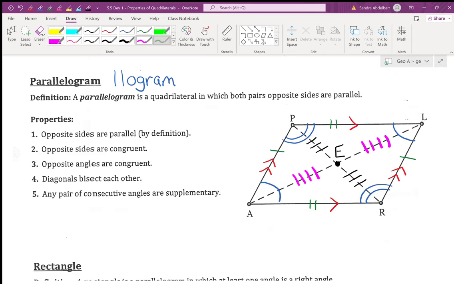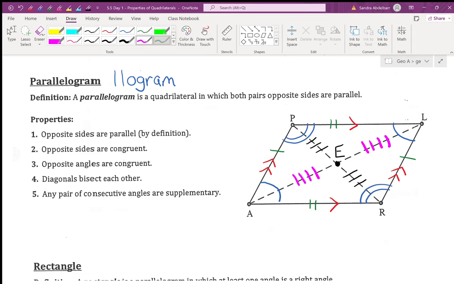Then the last property for a parallelogram is any pair of consecutive angles are supplementary. What does it mean to be consecutive? What does consecutive mean, Liv? Like next to. Yeah, so following or next to. So what's the next consecutive number after 1? 2. What's the consecutive day after Saturday? Sunday, right? It's following each other.